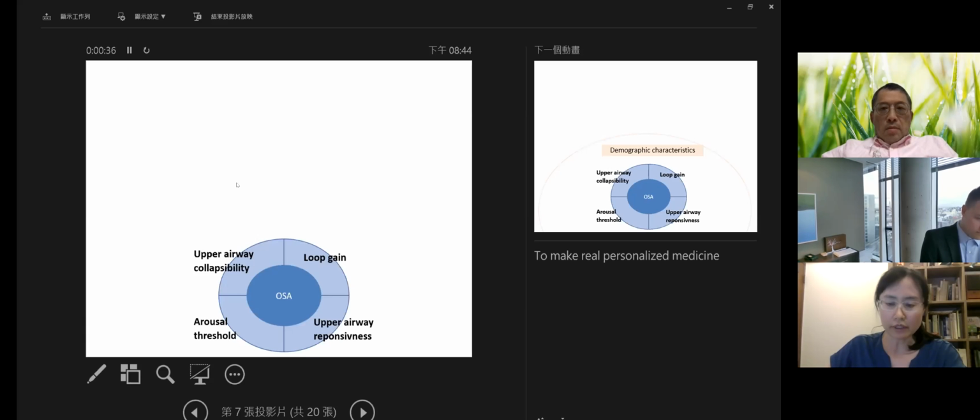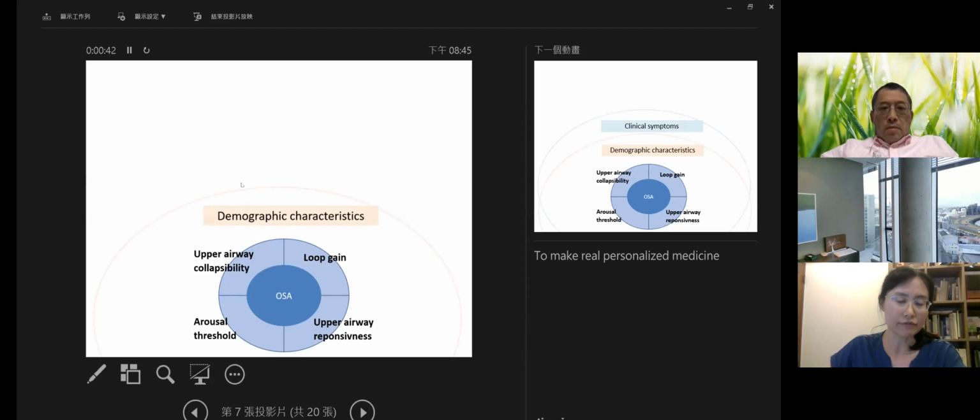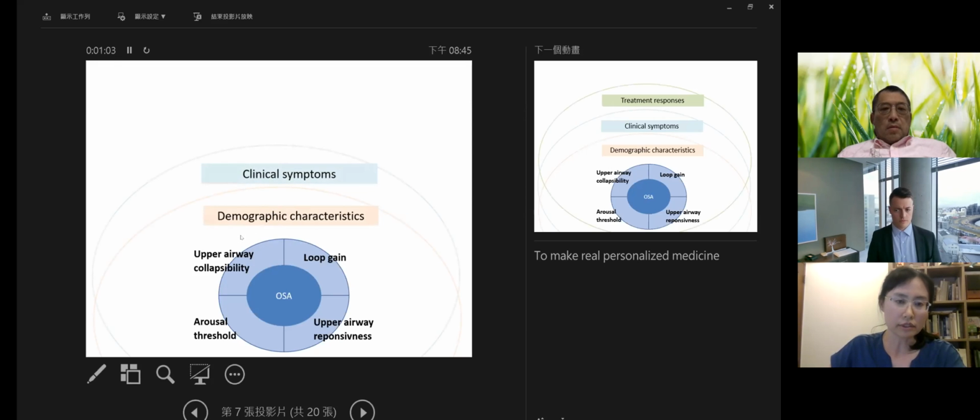So if it's very easy to approach now, what we are going to do next is look at the demographic characteristics of OSA patients and their association with the 4 endophenotypes. For example, are old or young patients, or men or women, different in endophenotype distribution? And also their clinical symptoms. We have seen in the literature that OSA patients may have insomnia, or hypersomnia, or may have no symptoms. And what's the relationship between those clinical symptoms and the endophenotypes?